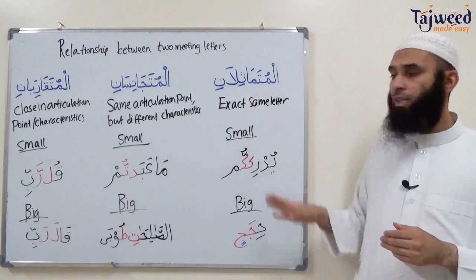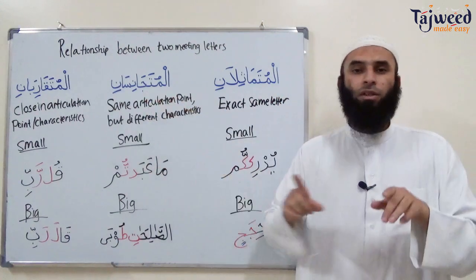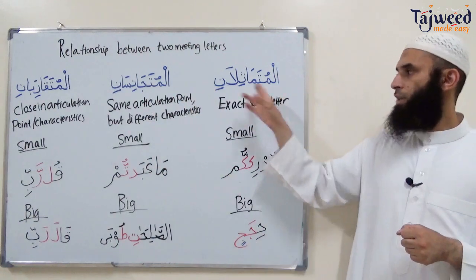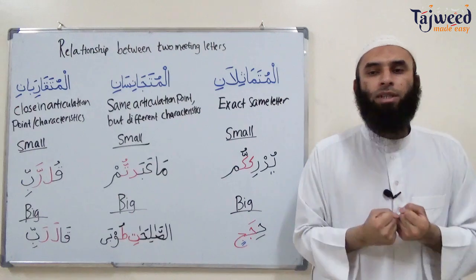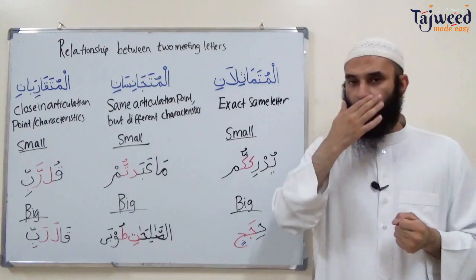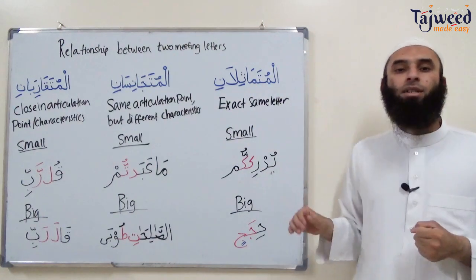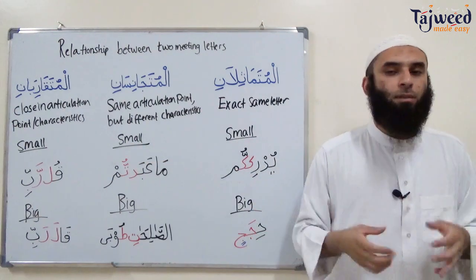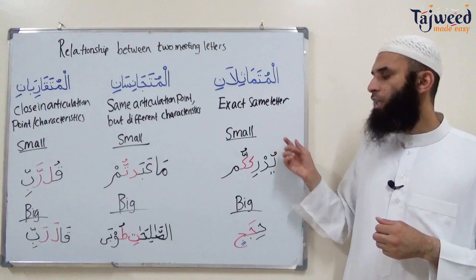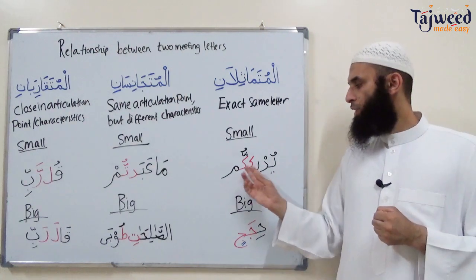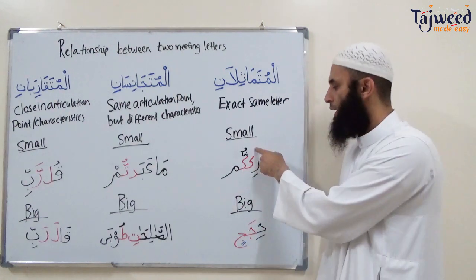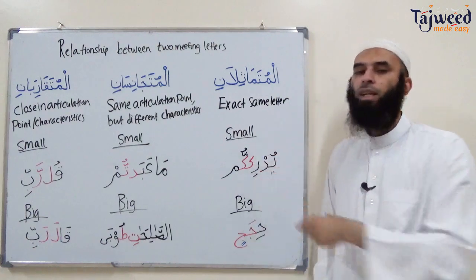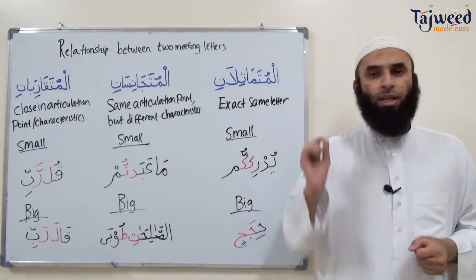These are the three different ways two letters can meet. Now in these three categories, these are broken into two parts. As-saghir, which means the small, and al-kabir, which means the big. What does this mean? As-saghir just means those letters which are next to each other, where the first letter has a sukoon and the second letter has a haraka: fatha, kasra, dhamma.